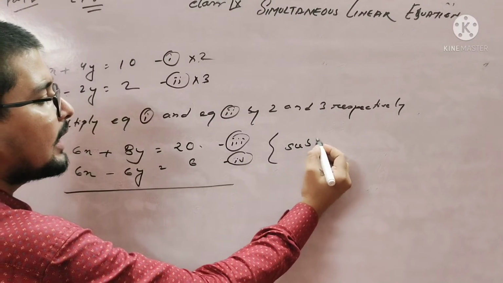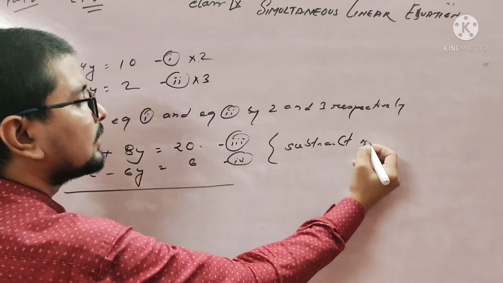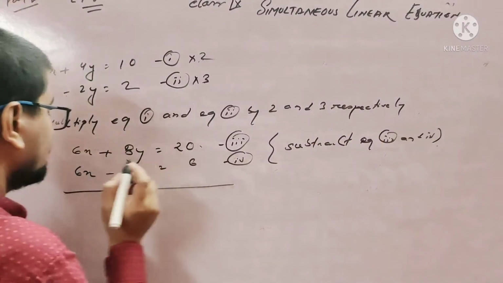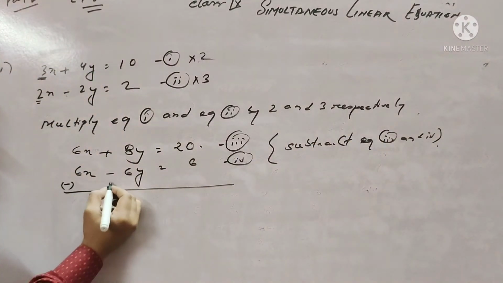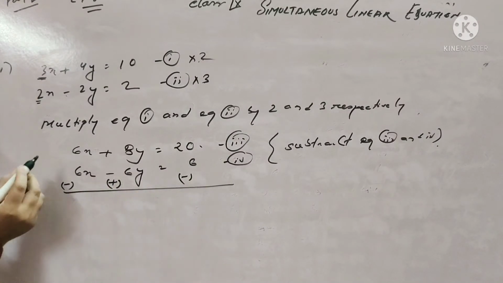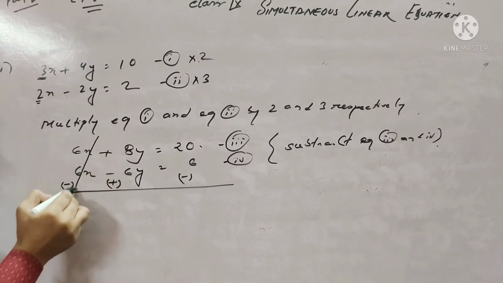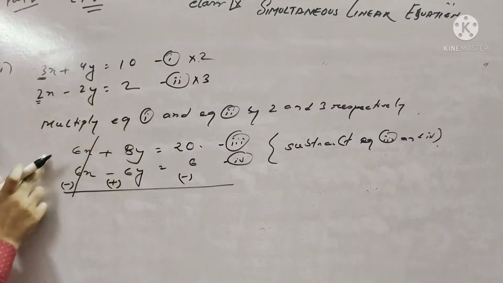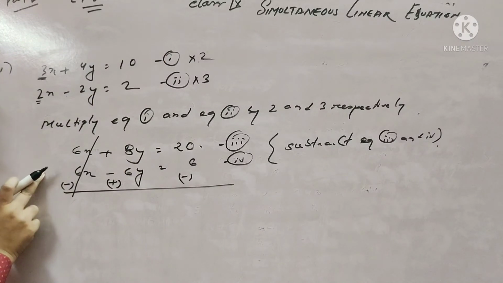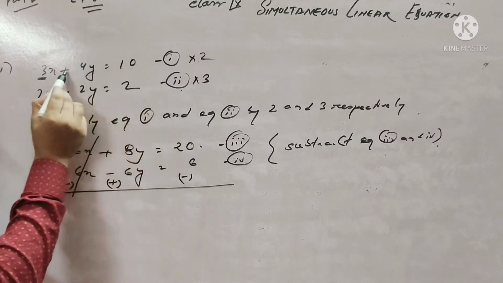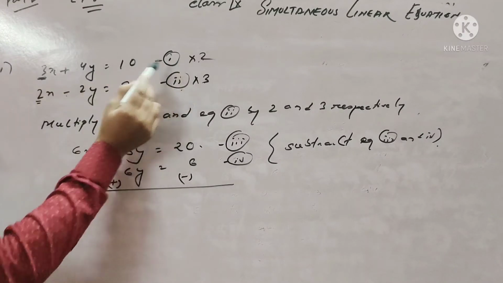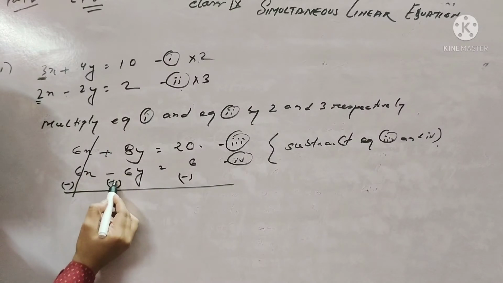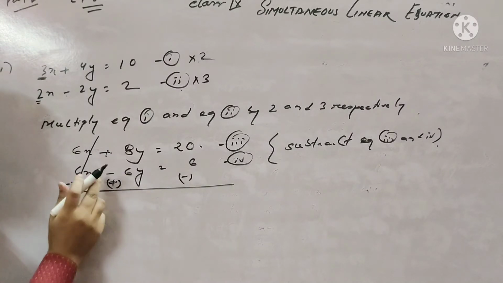Here you write: subtract equation 3 and 4. When we subtract, the signs of the second equation's terms change. So this plus 6x and this minus 6x cancel, and you automatically eliminate x. How do you eliminate? You cross multiply, because we want to eliminate x. That's why you multiply equation 2 by the number of x, that is 3, and equation 1 by 2. After eliminating, you see this is plus 8y and this is plus 6y, because when you subtract, the sign gets changed.